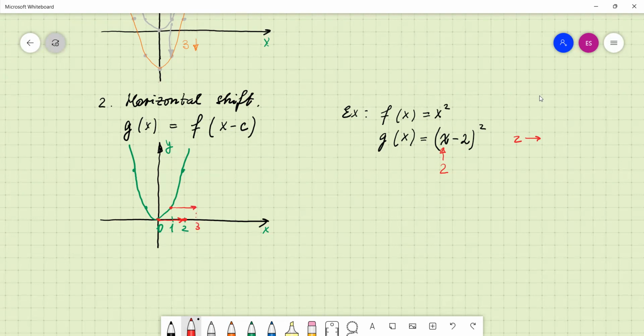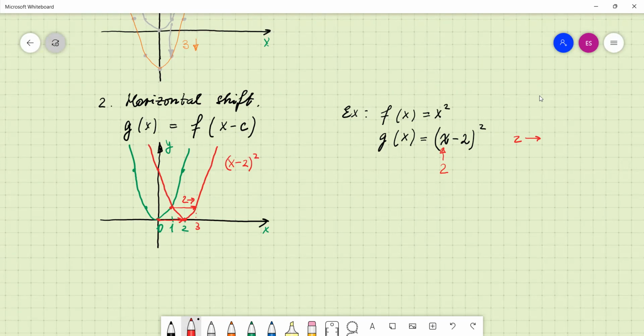And the same is going to happen to all points. So all points are going to move 2 units. Let me graph. 2 units to the right. There is a very simple way. I'm going to label my parabola, and this is 2 to the right, to understand which way to move. If you compare it to the original function, somewhere is point 0, right?